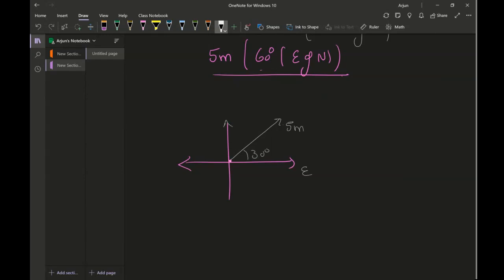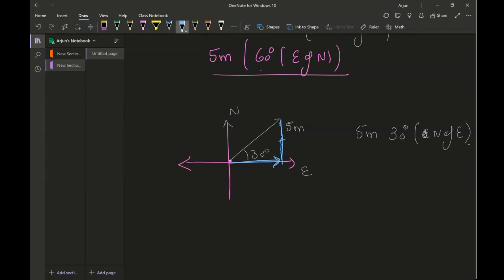This is east, this is north. So 5 meters at an angle of 30 degrees north of east. First thing I have to do is find the components of this vector. So how can I find the components? I can complete a right-angle triangle here. This becomes a right-angle triangle.